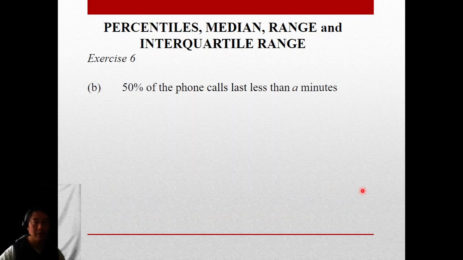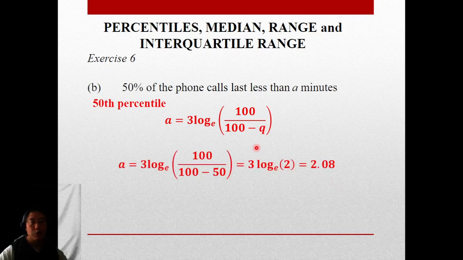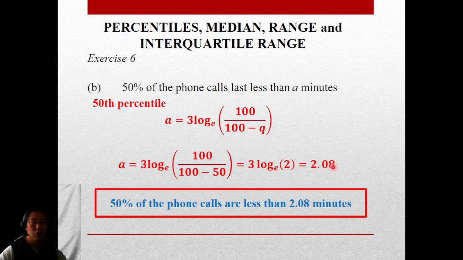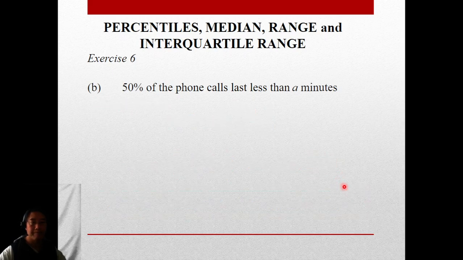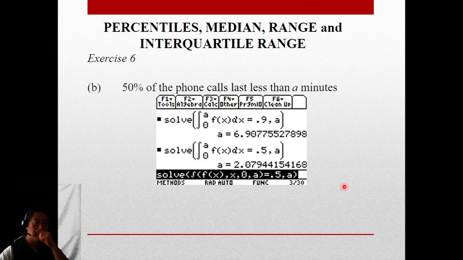All right, next one. This time it is 50%. We need to find the new value of a. So we substitute q in the general formula with 50. We get less than 2.08 minutes. Again, this is the screen using a CAS calculator. That was before for 90. Here it's for 50%, or 0.5, and we get the same answer, 2.08 minutes.